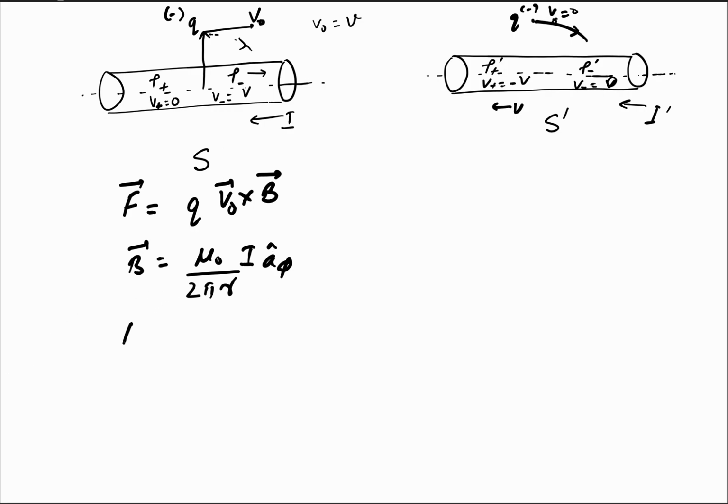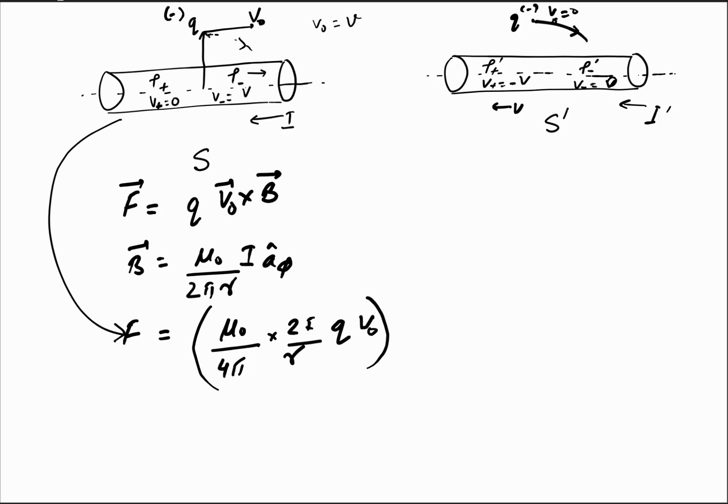So F is equal to mu naught upon 4 pi into 2I by r into q v naught. So this is the force which we should see in frame S on the charge, which is going to pull the charge towards the wire. We have derived this in one of our previous lectures, that is, the field due to a long wire carrying current. We can easily find it through Ampere's circuital law also.